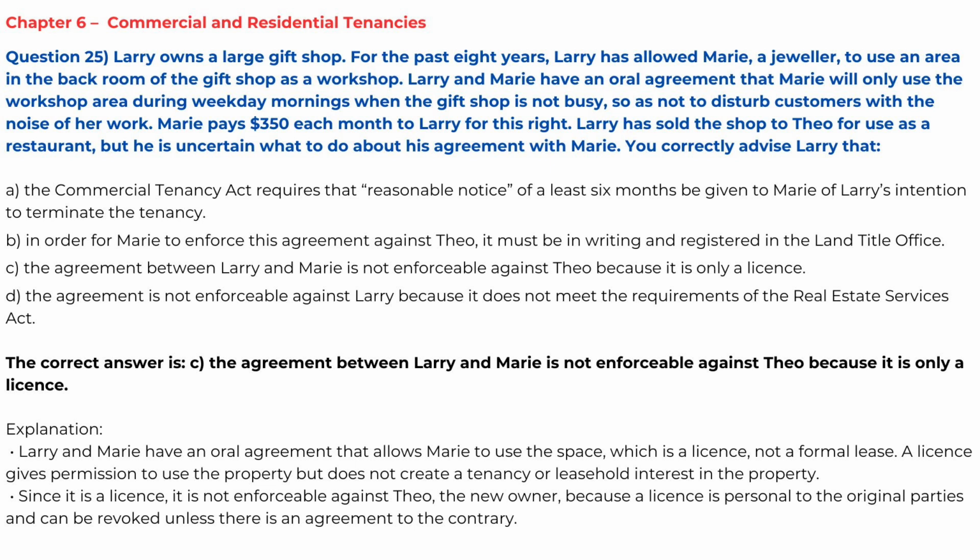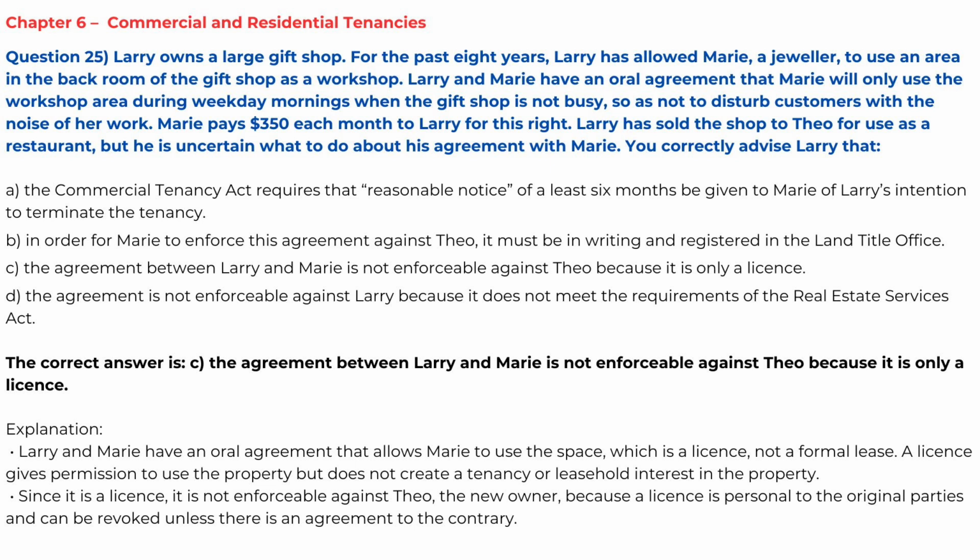Larry has sold the shop to Theo for use as a restaurant, but he is uncertain what to do about his agreement with Marie. You correctly advise Larry that the correct answer is C. The agreement between Larry and Marie is not enforceable against Theo because it is only a license.